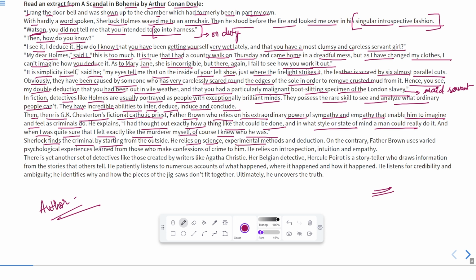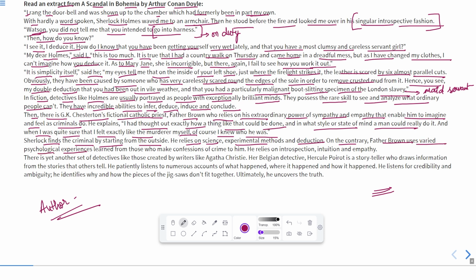He relies on science, experimental methods, and deduction. So he has talked about Sherlock Holmes and his style of investigating the cases, that he relies, means depends, on science, the experimental methods, and deduction. Okay, and he follows these types of methods to investigate a case. On the contrary, means on the other hand, Father Brown was of the different or the opposite style of what Sherlock Holmes had.